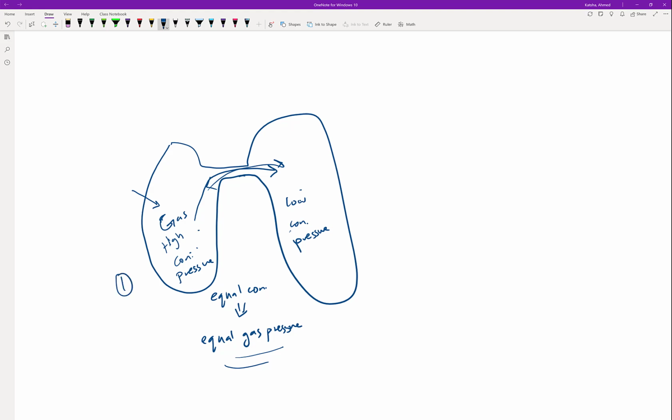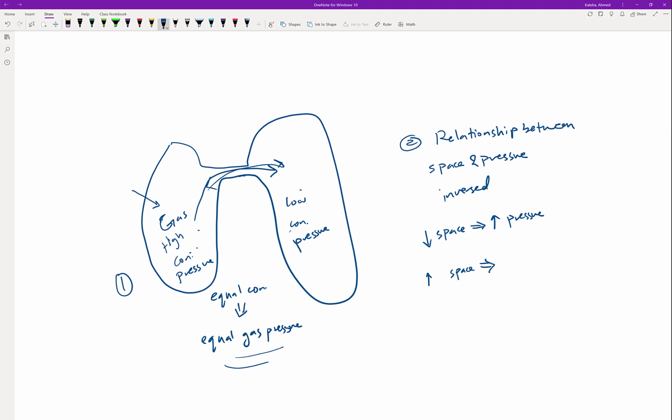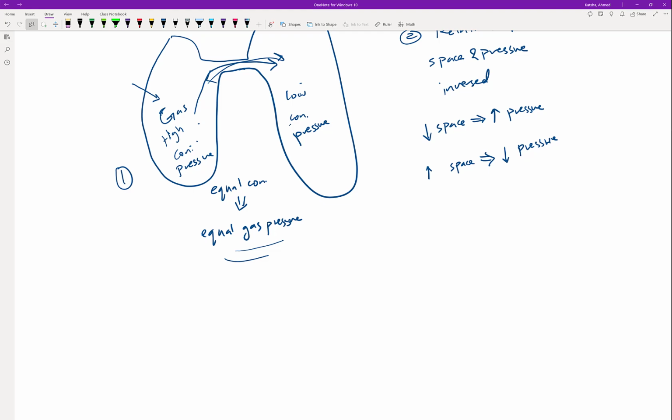Another thing we need to establish is the relationship between space and the pressure. Now, this relationship is inversed. What does it mean? It means low space leads to high pressure. And if you increase the space, you will reduce the pressure. What does this mean? You need to think of it as a chamber. You have a chamber. This chamber has a cap that you can slide up and down. And this chamber has gas. The amount of gas is fixed.